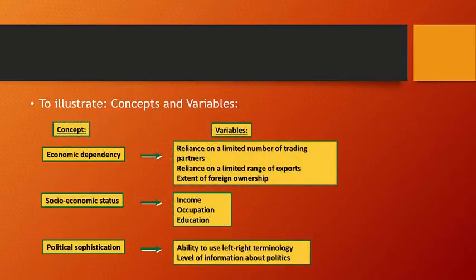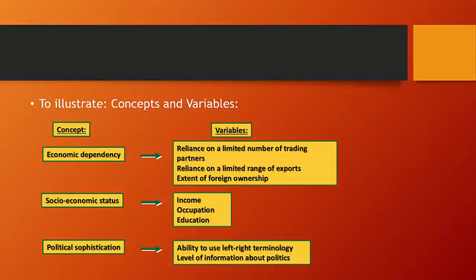All right, so here's an example here. Think of a concept as economic dependency. And as we think about what we mean by economic dependency, we think about how we could possibly measure economic dependency. You might come up with something like the reliance on a limited number of trading partners, a limited range of trade exports, the extent to which foreign ownership is present within a given country, etc.